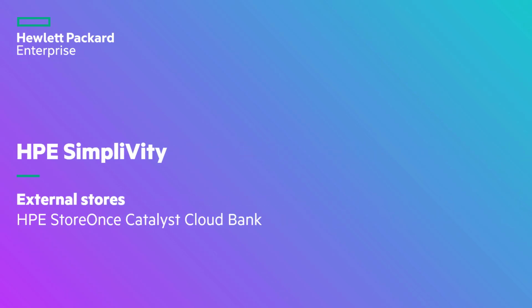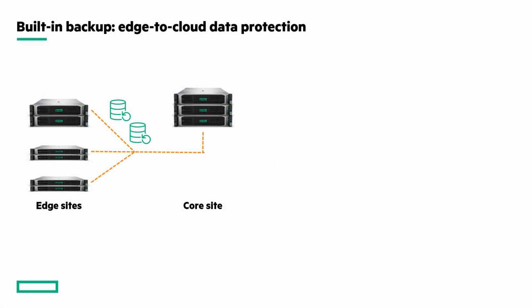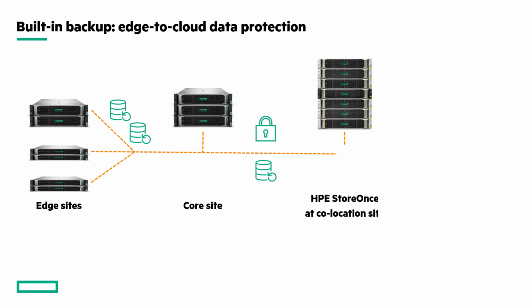I'm a technical marketing engineer at HPE, and in this video, I will be showing how you can use external stores with HPE SimpliVity to back up your data to an on-premise device using HPE StoreONE or to the cloud using the HPE StoreONE Catalyst Cloud Bank. It is recommended to use HPE SimpliVity external stores as backup destination as they provide a cost-effective way to preserve backups for extended periods of time on secondary storage and in the cloud.